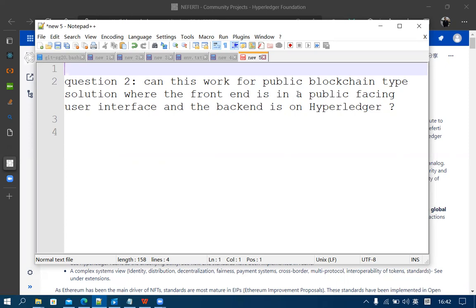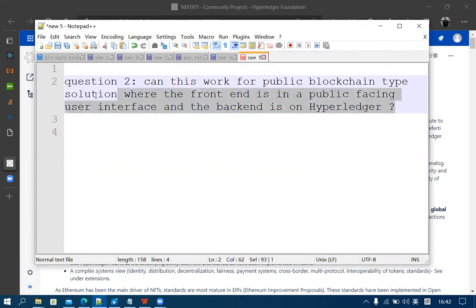The second question may be around this: Hyperledger is mainly a permissioned and private blockchain, and NFTs are generally built on the public blockchain. So building on Ethereum versus building on Hyperledger, how could it be exposed or have some kind of public facing interface? That's his question. Yes, that's possible. We can do it like this. Different UI, but the backend is Hyperledger. It's possible, we are doing it. Yeah, correct.